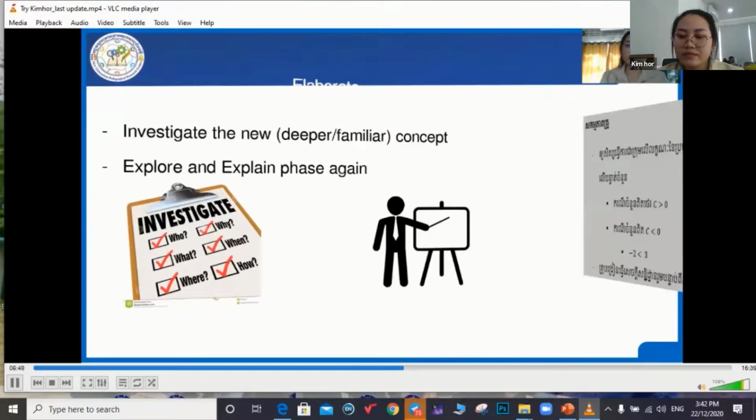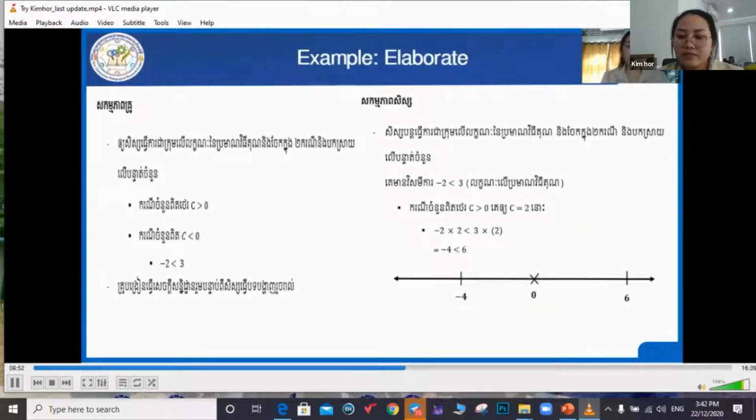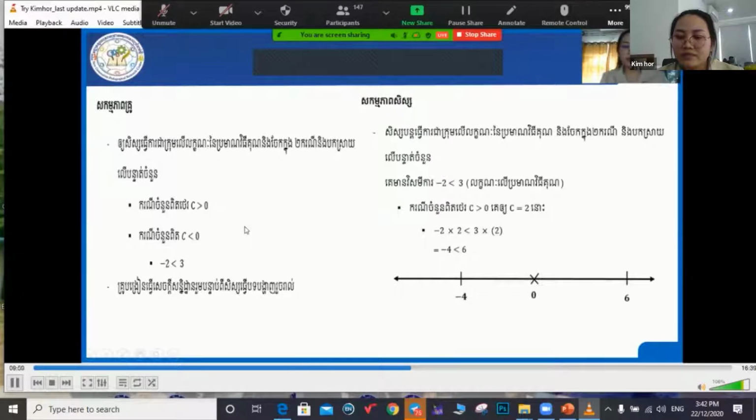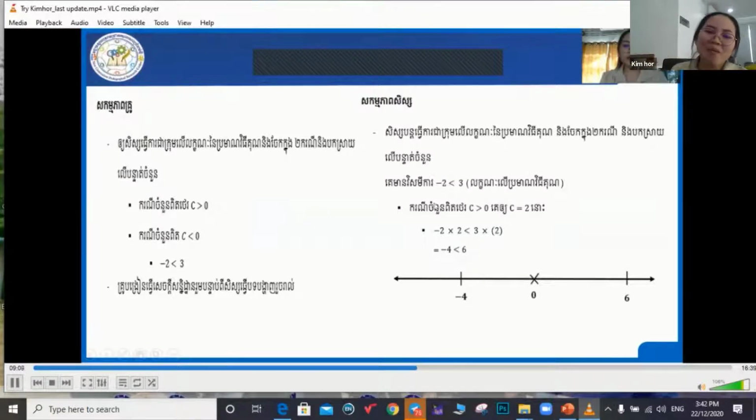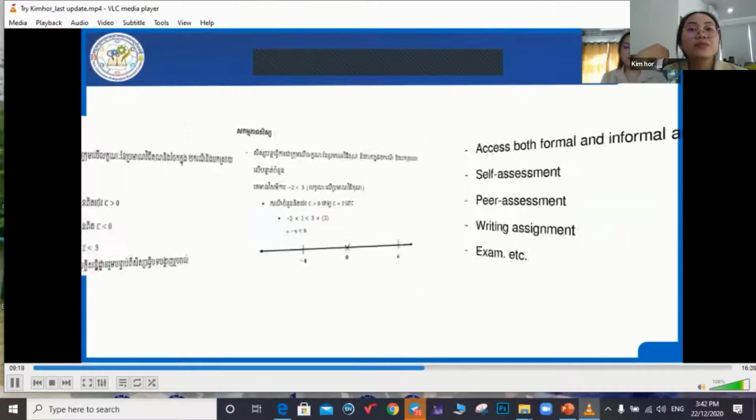And here is my example. I give a new concept which is not deeper, and it's similar to the previous one for the students, and then they work in groups, find the exercise and write their result, and after that they go to the stage and present what they have done.